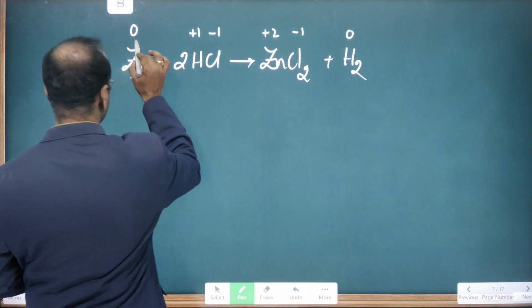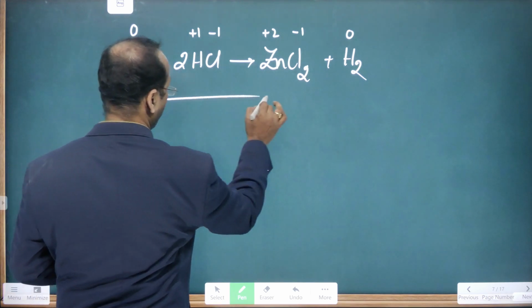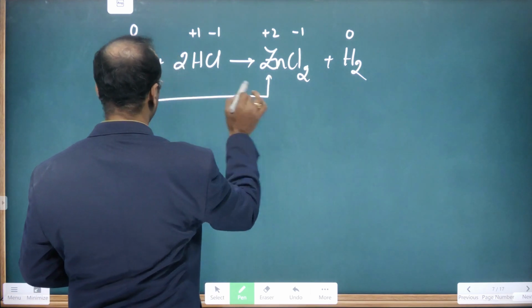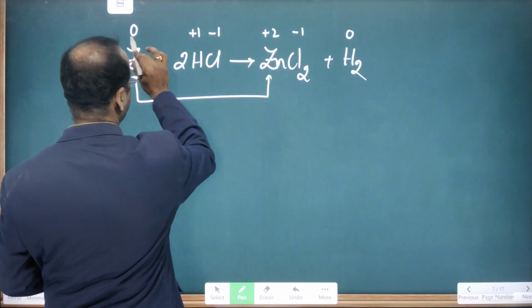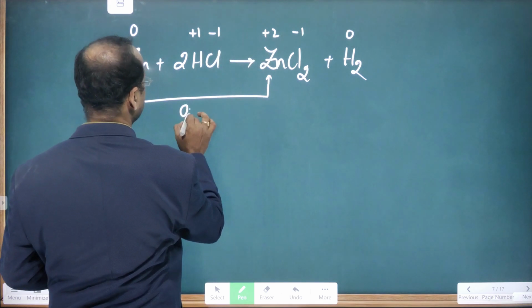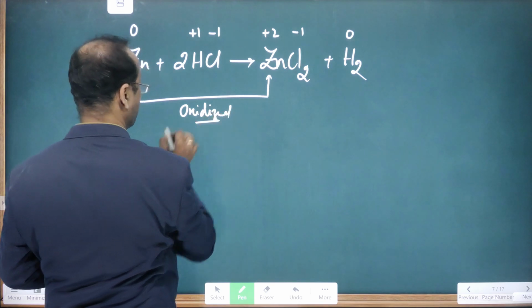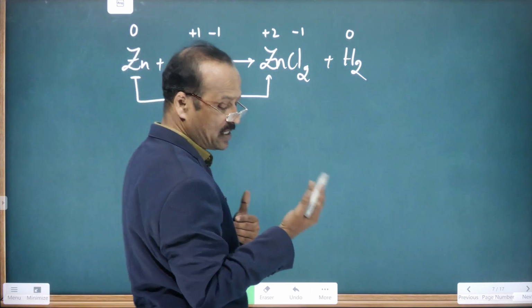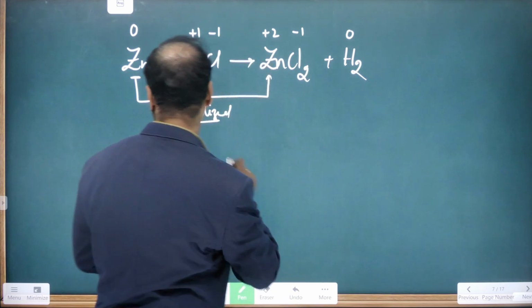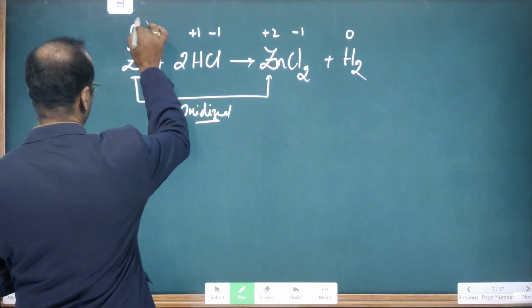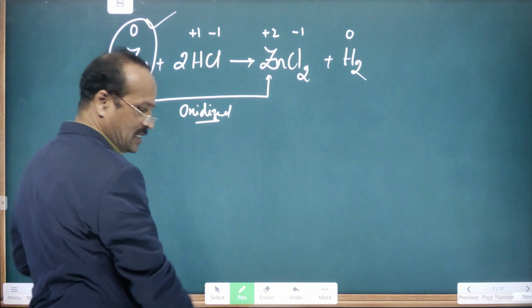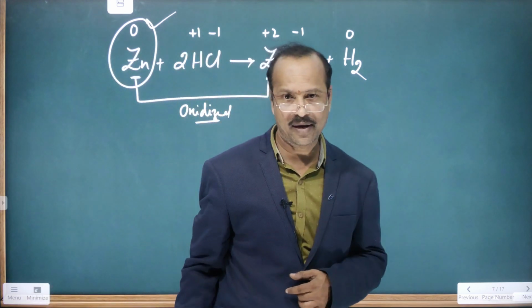So here zinc goes from 0 to +2. Its oxidation number is increased from 0 to +2. So this is oxidized. So which is undergoing oxidation? That is the reducing agent. So here zinc is a reducing agent. Our answer is 1. Clear?